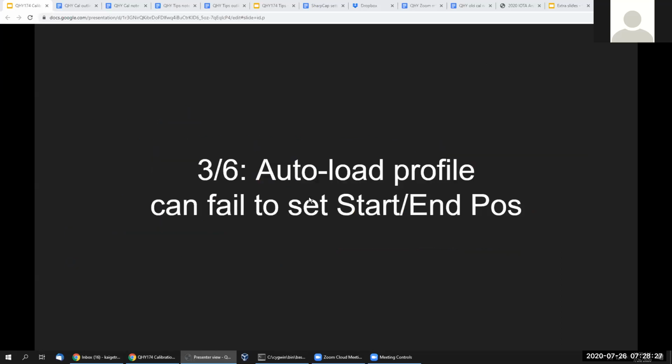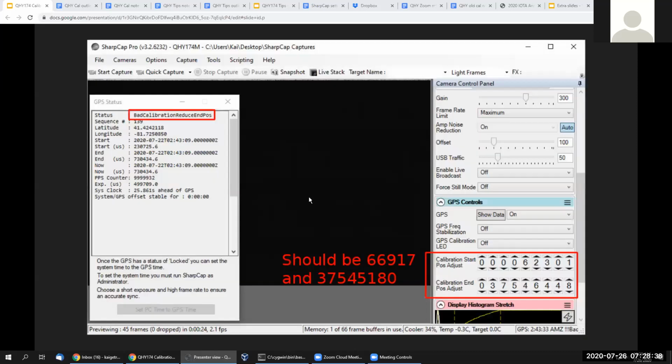The third of six initial bugs I want to talk about is that auto-loading of a profile can fail to set our calibration values, our start and end positions. Whenever SharpCap attaches to a camera, either at program start or when I tell it to attach to a camera, it auto-loads the default profile if we have one configured.